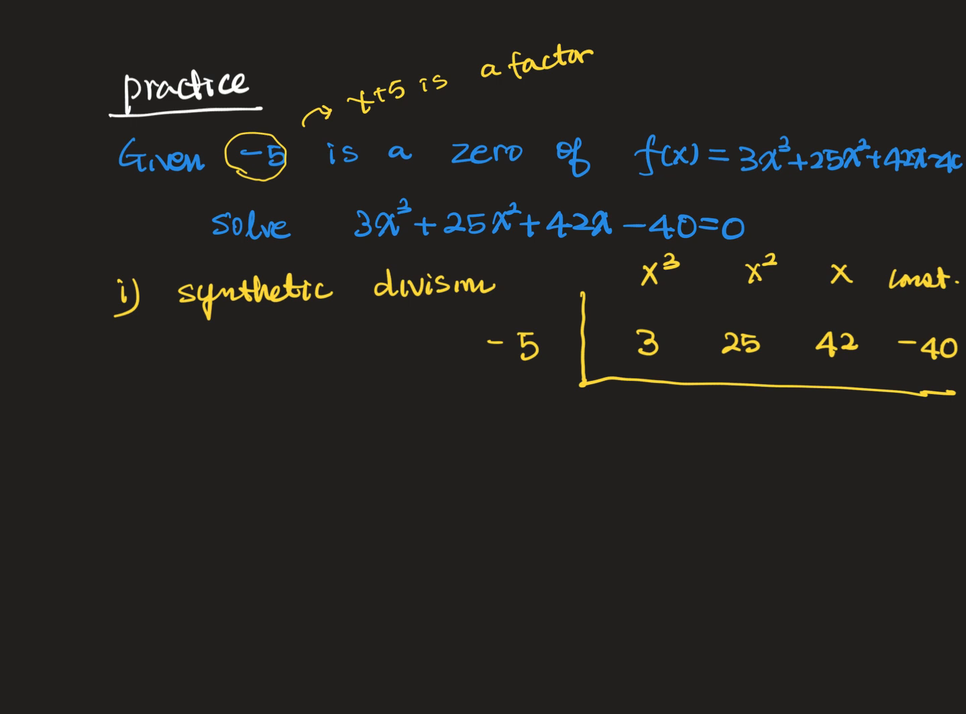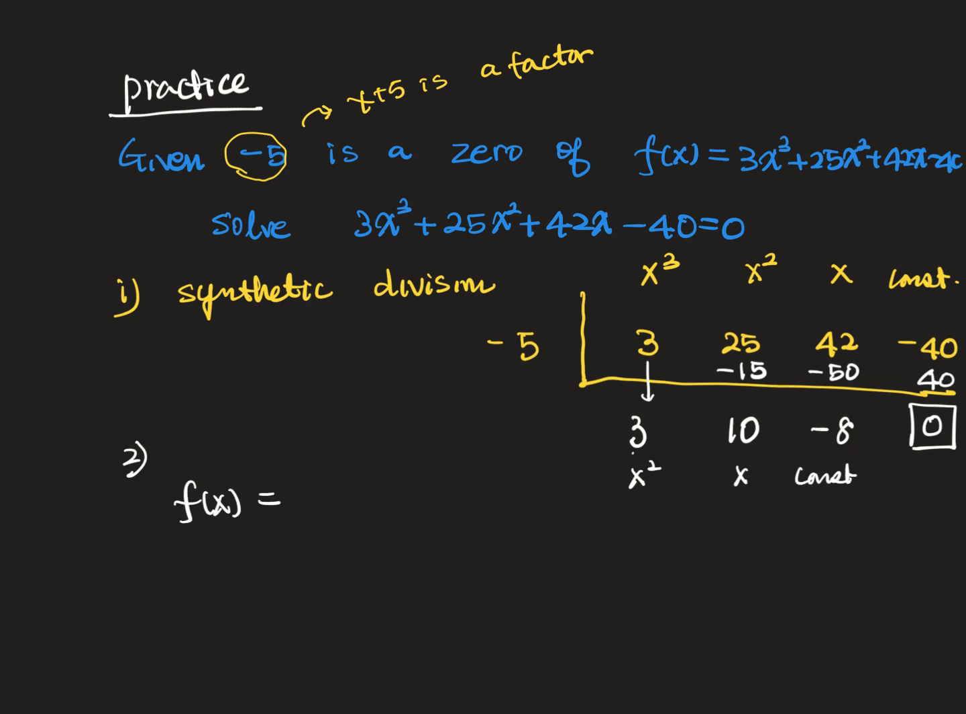Let's do the synthetic division. This one is 3. 3 times negative 5, negative 15. Add is 10. 10 times negative 5, negative 50. Add together, negative 8. Negative 5 times negative 8 is 40. That's the zero. Oh, you did it right, because x plus 5 is a factor. So now you have the quotient: x squared, x, constant. So you have f of x. What is the first factor? x plus 5. What is the quotient? 3x squared plus 10x minus 8.